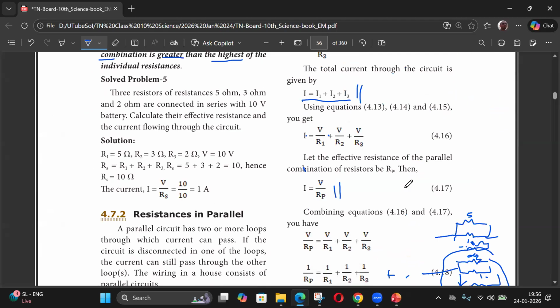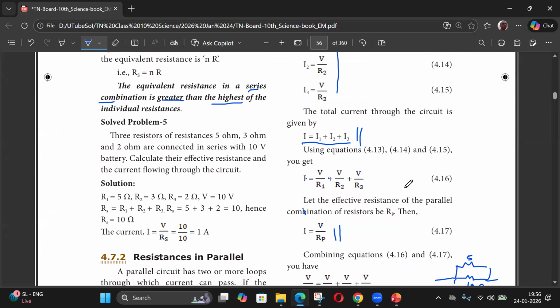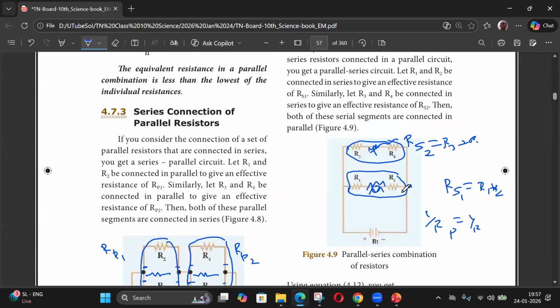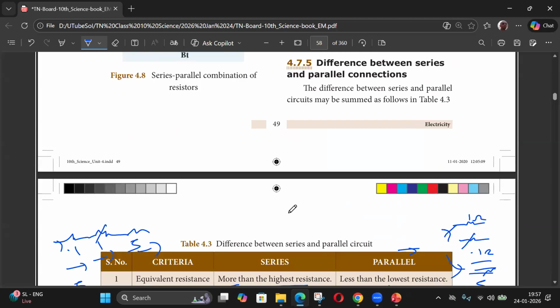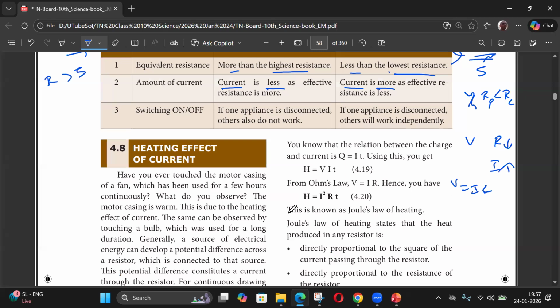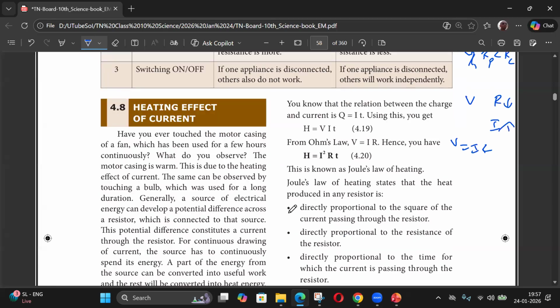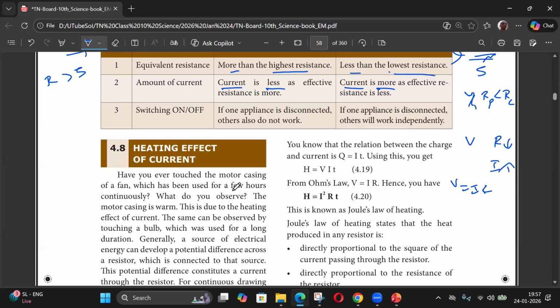So it's simple only. The main thing is in series, the current will be the same. In parallel, voltage will be the same. That is the starting point. And the result is resistance will add in series, and in parallel, 1 by R will add. Is it clear?